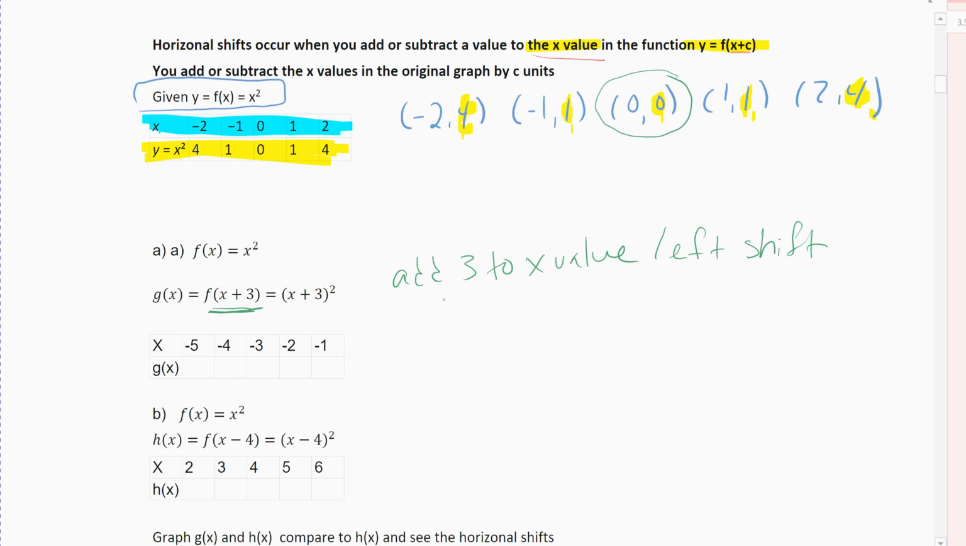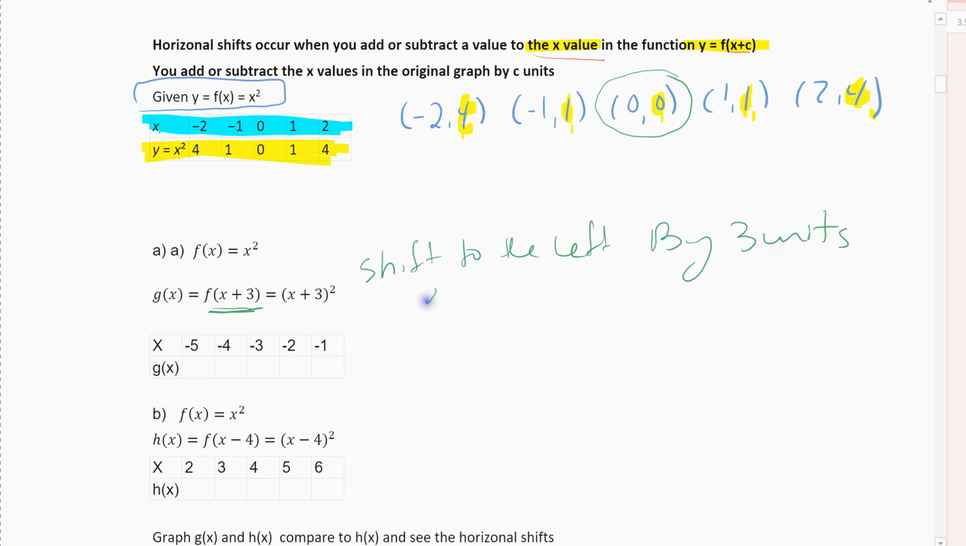And so when we add by 3, we actually want to subtract. So I'm going to write that a little different. So we're going to shift to the left by 3 units. And every x value you're going to subtract by 3 units. That's what I have to do to get back to the original y values.